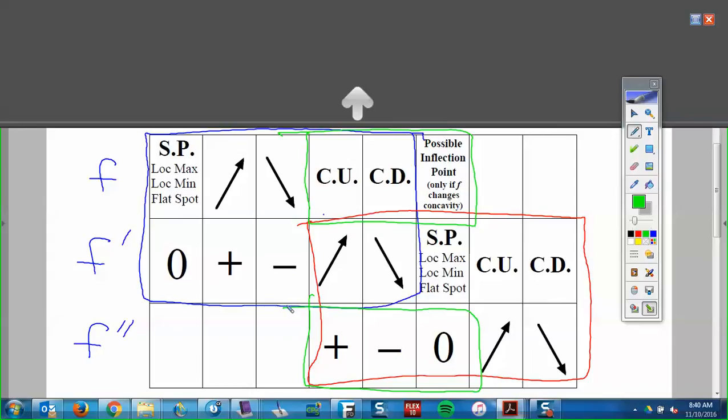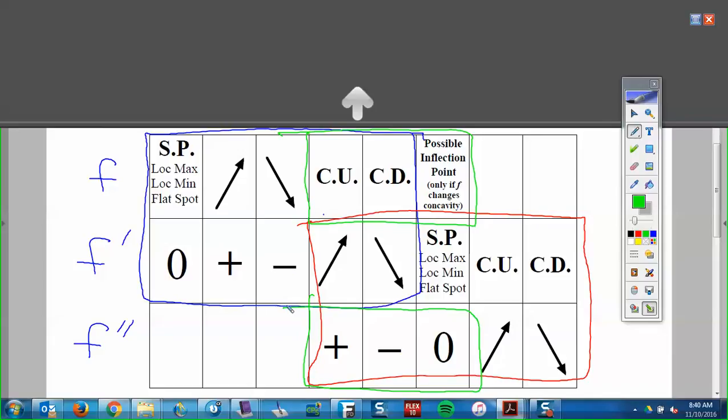There's nothing new in the F double prime, F prime relationship. F double prime is just the slope of F prime. And F triple prime would be the slope of F double prime. And F fourth prime would be the slope of F triple prime. You know what I mean? There's nothing new there. The new thing is that F double prime tells us about the concavity of F.